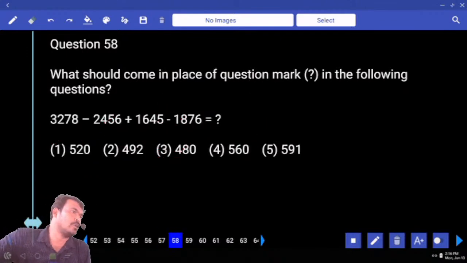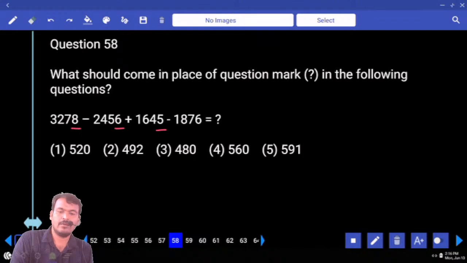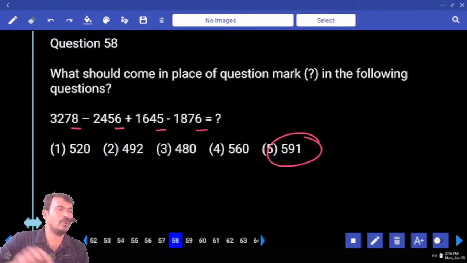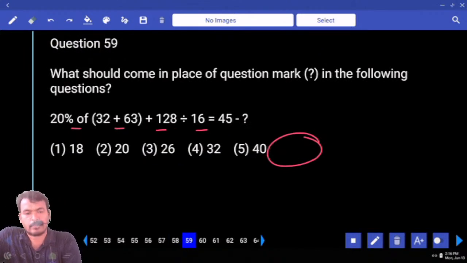Next question, number 58. Verify the units position or not? What is the last, 8 minus 6, 2. 2 plus 5, 7 minus 6, 1. Ending with 1. How many options? Only 1 or not?